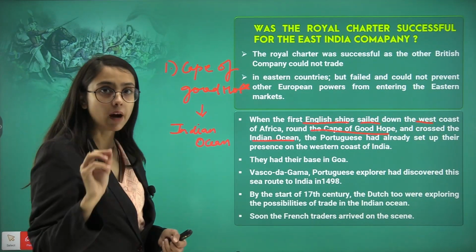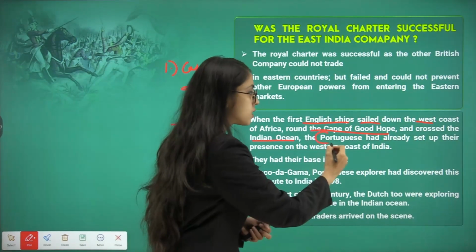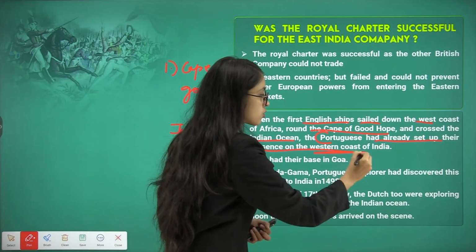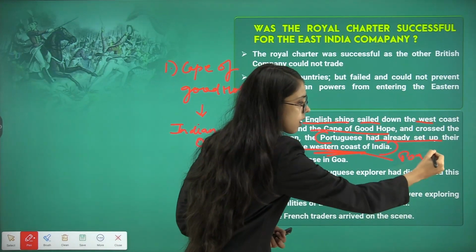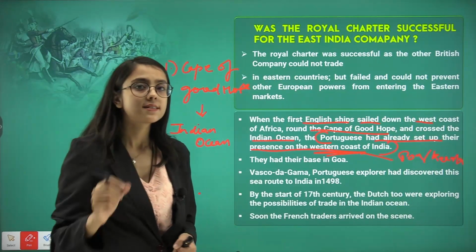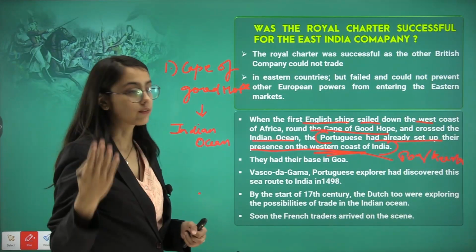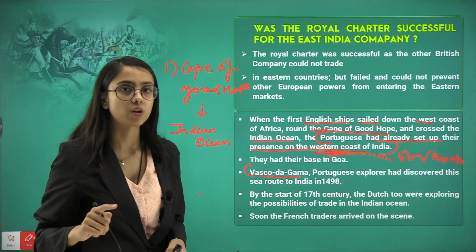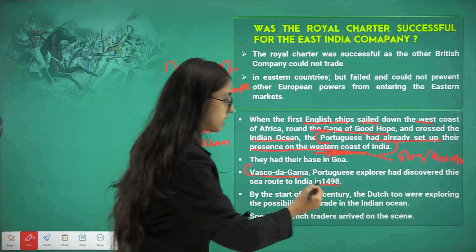Okay, but there was a challenge. What was that challenge? The Portuguese had already set up their presence on the western coast of India, which consists of mainly Goa, Kerala, etc. You can still see that there is a very rich Portuguese culture in Goa. Now, what after that? Vasco da Gama was a Portuguese explorer who discovered the route to India first in 1498.